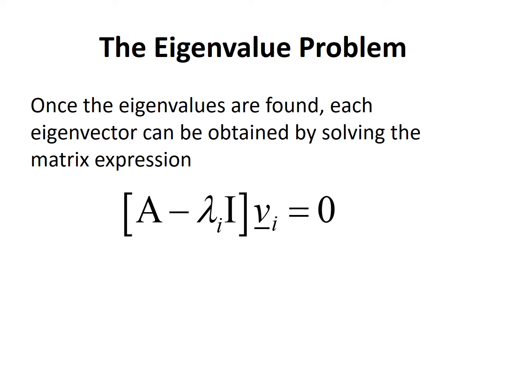Now, assuming we have obtained the eigenvalues of the matrix A, the eigenvectors are obtained through the solution of the expression shown in this chart. For each eigenvalue lambda sub i, there is an eigenvector v sub i that solves this matrix expression. This expression is solved for each of the n eigenvalues of A, yielding the n eigenvectors v sub i. Once a set of eigenvectors is obtained, the solution is complete.